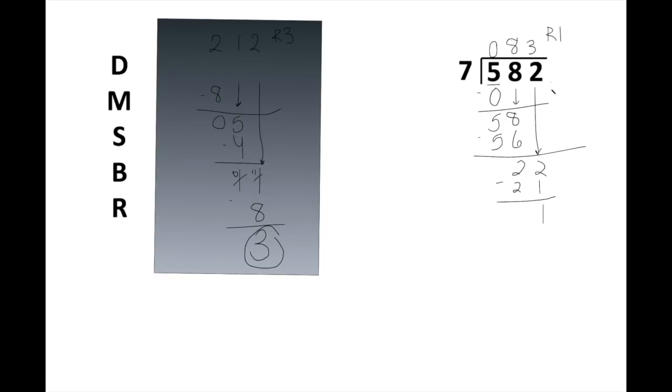All right, so our answer, our quotient to 582 divided by 7 is 83, remainder 1. Good luck on your exit ticket. Take your time.